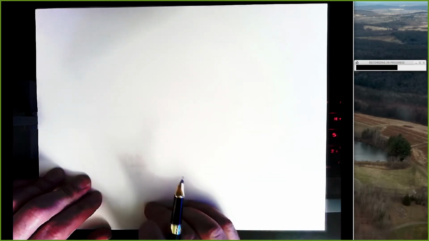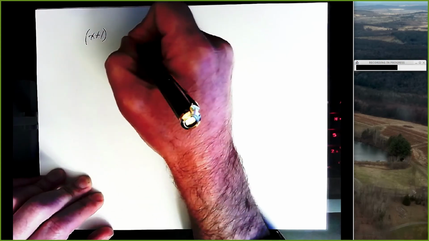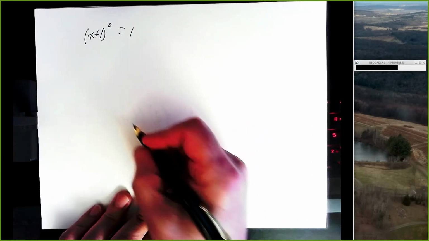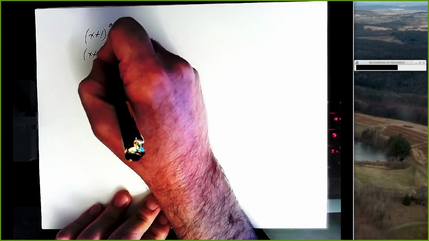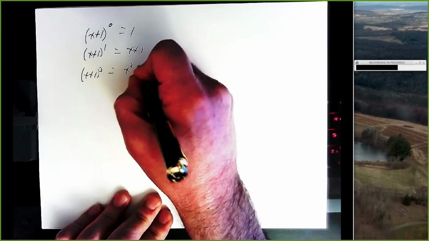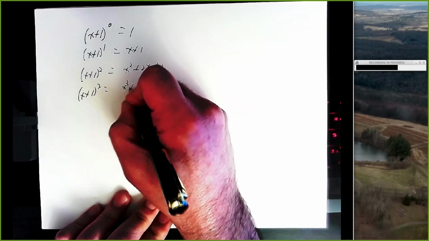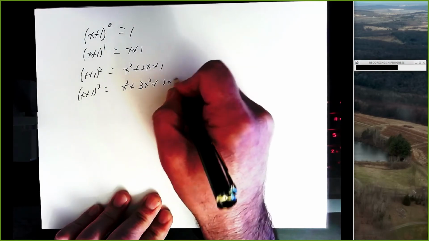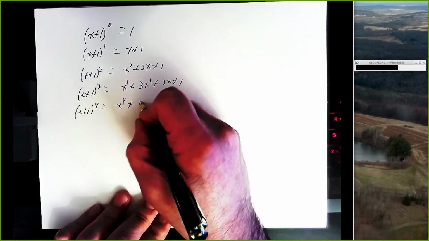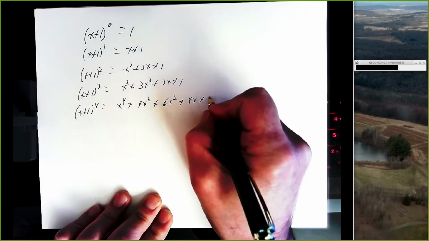And this comes out of, for example, let's just look at x plus 1. And we know if we raise this to 0, we just get 1, because anything to the 0 is 1. If we have x plus 1 to the first, that's x plus 1. X plus 1 squared is x squared plus 2x plus 1. X plus 1 cubed is x cubed plus 3x squared plus 3x plus 1. I'll do one more. X plus 1 to the fourth is x to the fourth plus 4x cubed plus 6x squared plus 4x plus 1.